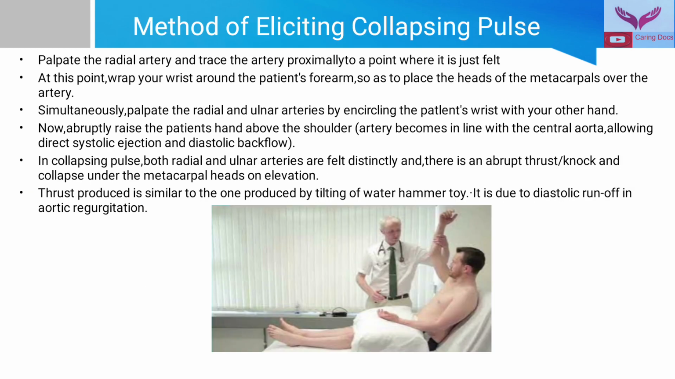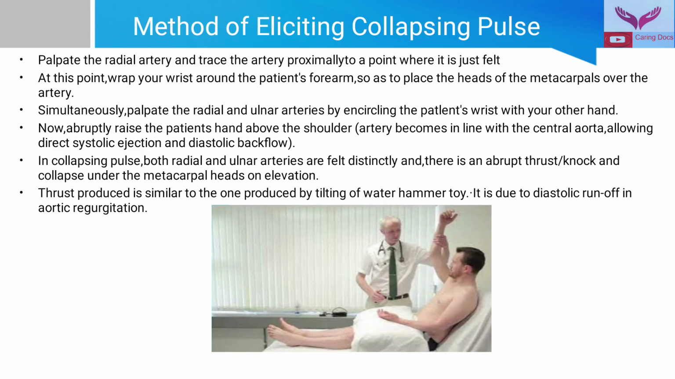How do we assess the collapsing pulse? We have to palpate the radial artery and trace the artery proximally to the point where it is just felt. At this point, wrap your hand around the patient's forearm so as to place the head of the metacarpal over the artery. Simultaneously palpate the radial and ulnar arteries by encircling the patient's wrist with your other hand. Now, abruptly raise the patient's hand above the shoulder. In this position, the artery becomes in line with the central aorta, allowing direct systolic ejection and diastolic backflow.